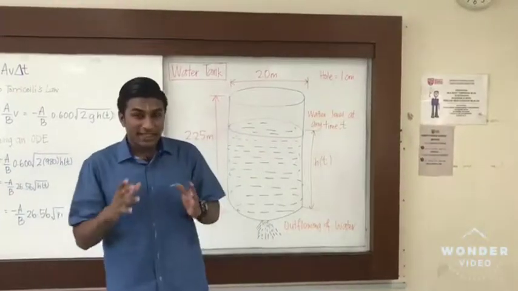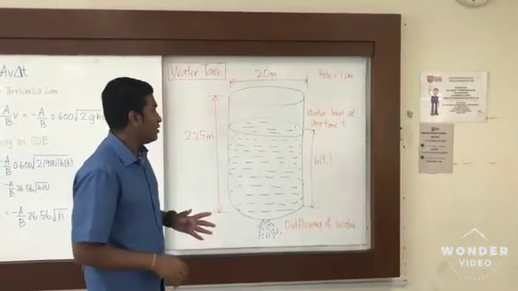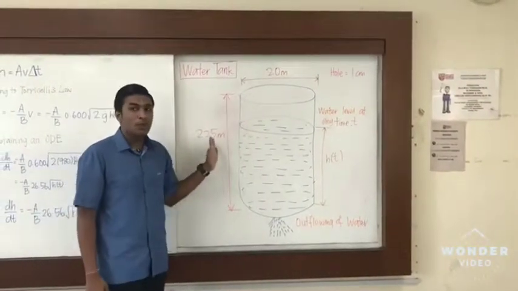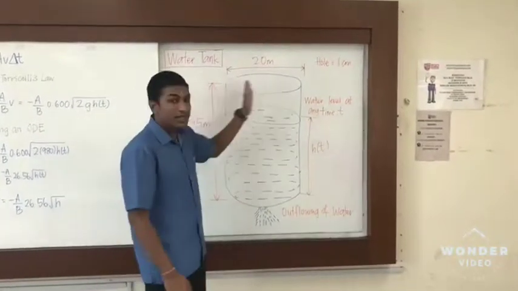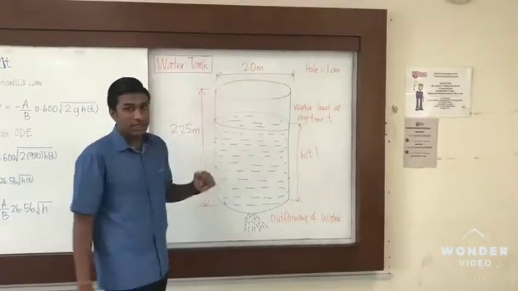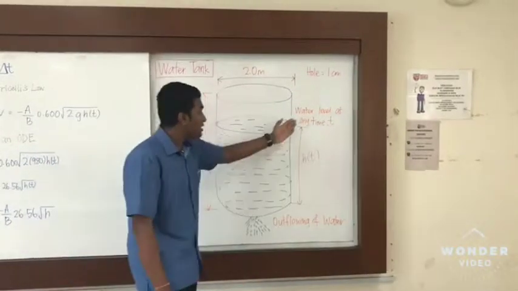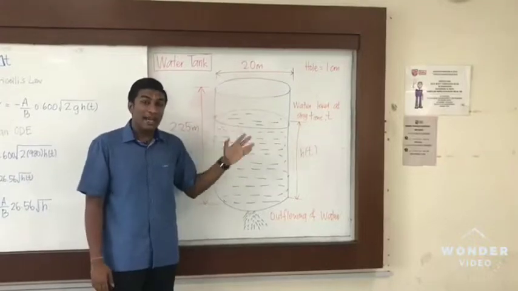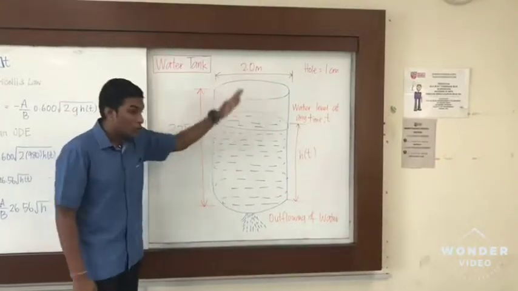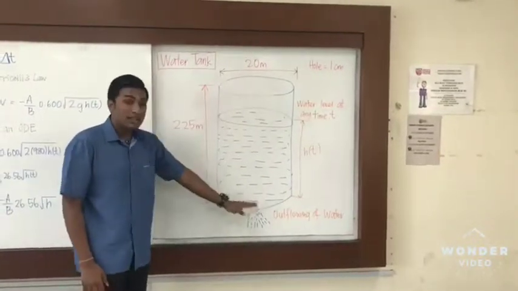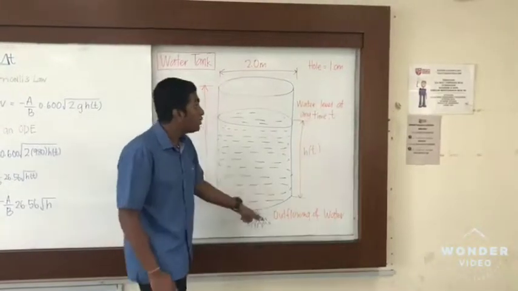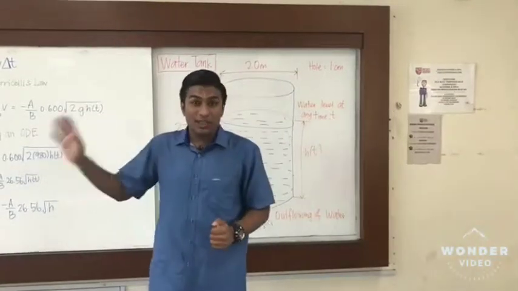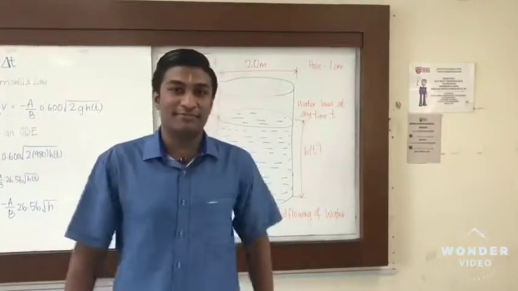So now we will discuss the diagram of the question. The height of the water in the tank is 2.25 meters and the diameter of the water tank is 2 meters. We are supposed to find the height of the water at any time and the time taken for this water tank to be empty, given that the diameter of the hole below the water tank is 1 centimeter. So now we will look into the solution and try to solve this question.